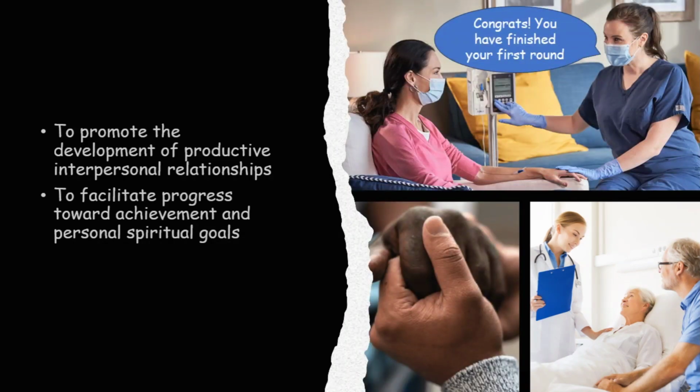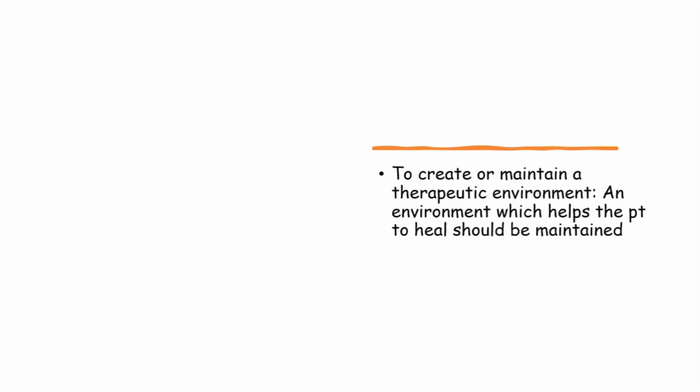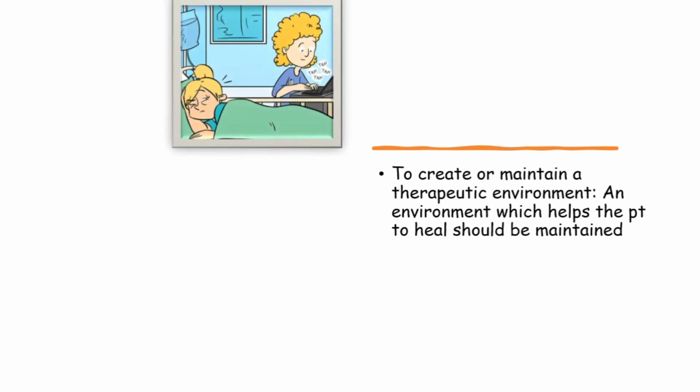Next is to create or maintain a therapeutic environment. An environment which helps the patient to heal should be maintained. For example, an environment where there is noise, shouting, lack of proper lighting will automatically make the patient feel gloomy, even if you follow the therapeutic regimen properly. It's because patient's well-being depends greatly on the environment.